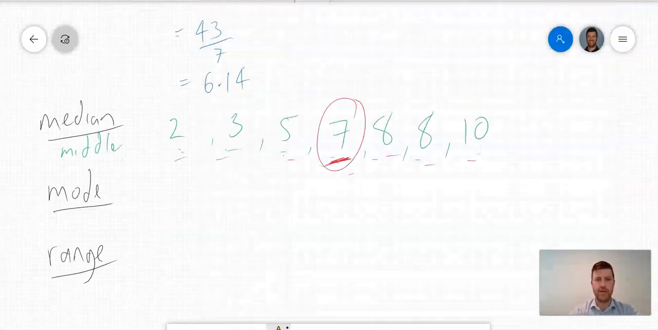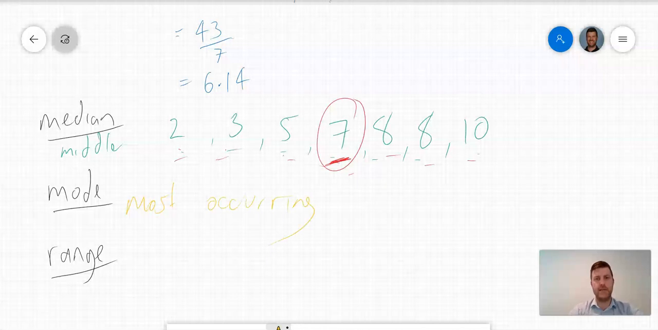Let's move on to mode. Mode is another word for most occurring. And in this instance, the most occurring number is 8. It appears twice. Sometimes there is no mode. So, for example, if I had 7 numbers and none of them appeared twice, there wouldn't be a mode. None of those numbers would be considered a mode. Sometimes you can have more than one mode. So it might be the fact that I've actually got 2 8s and 2 10s. So my mode is 10 and 8. So it's something to keep in mind too.